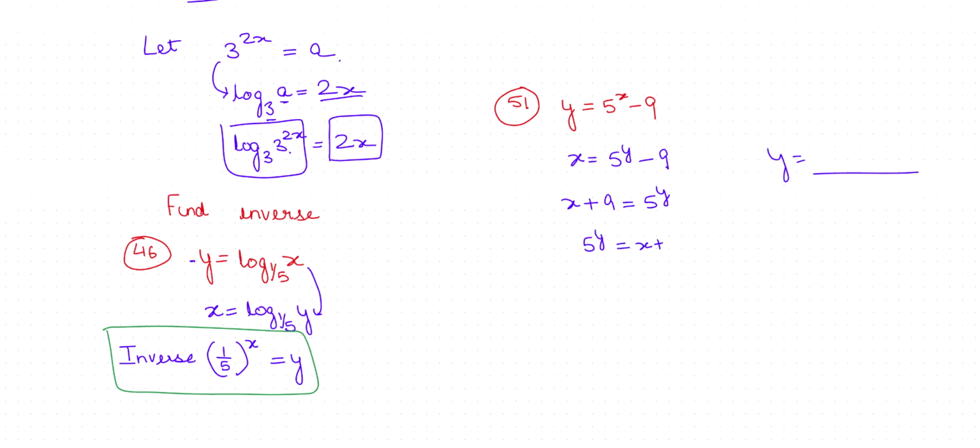Okay. So now we have to convert this into log form because we want the y. So we will write, this will be log, base will be 5, and argument will be x plus 9, and output is y. So this is the inverse of y is equal to 5 raised to power x minus 9.